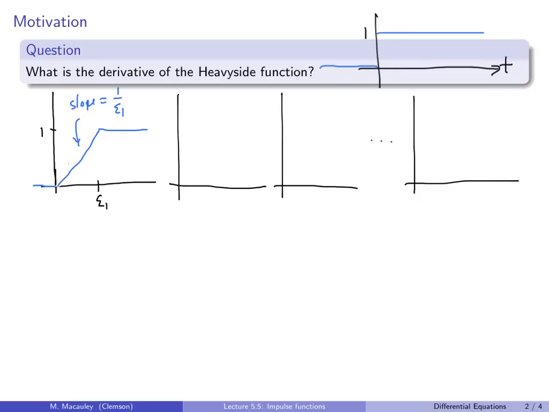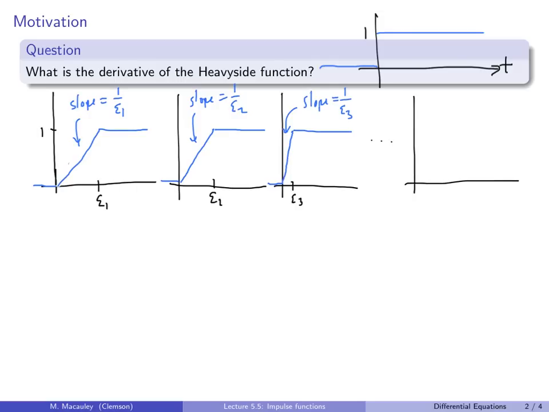So I'm going to draw several of these functions. Let me take a smaller value of epsilon, call it epsilon 2, and then let me take epsilon 3, which is here. And I'm going to draw similar functions. So this is sort of like a Heaviside function, but it's continuous, and it doesn't have this big jump. Okay, so the slope of this obviously is 1 over epsilon 2. The slope down here is 1 over epsilon 3.